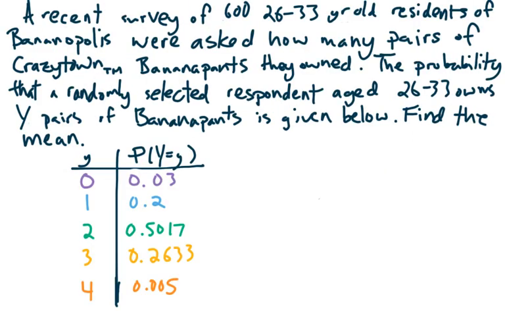So now let's try our second survey group, 600 aged 26 to 33 years old, residents of Bananaopolis, were asked how many pairs of Crazy Town brand banana pants they own, the fabulous banana pants. The probability that a randomly selected respondent in this age group, 26 to 33, owns Y pairs of banana pants is given below. So now we have a new random variable Y, 0, 1, 2, 3, 4 possible values, and the probabilities of each of those values.